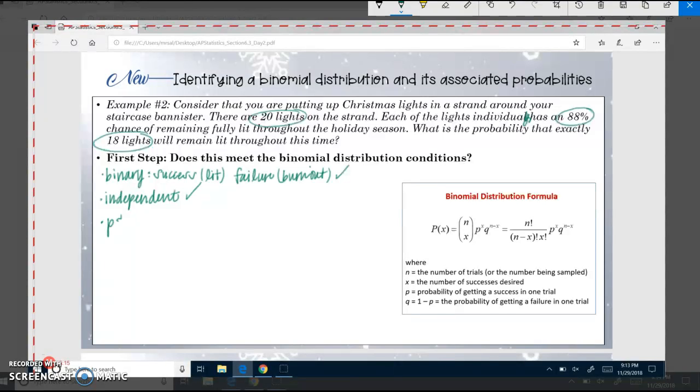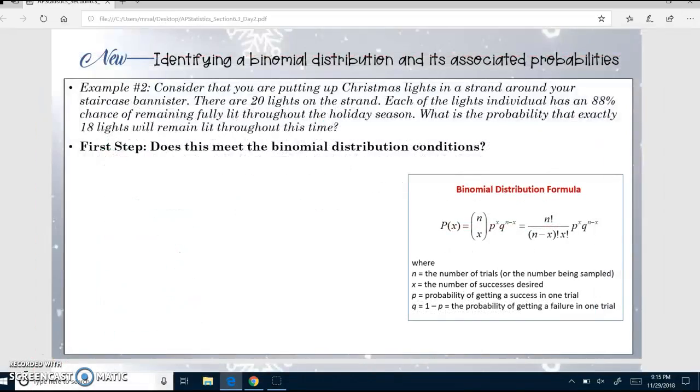Then we need to know that p and q stay the same. So p is the probability of success. In this case, that's 0.88. Probability of failure then is 0.12. And those values are going to stay the same. It's not like they're going to change light by light. Last up, we want to know, do we have a fixed number of trials? So here, the trials are our number of lights. Because we have 20 lights, that's a fixed number. We're not varying the number of lights on the strand as we're performing this operation.